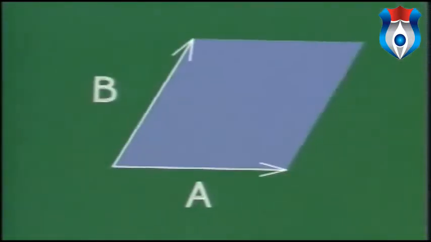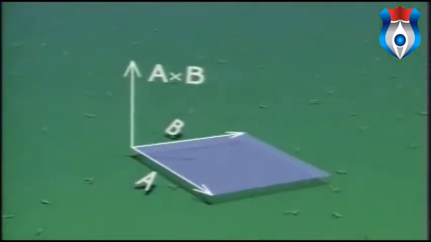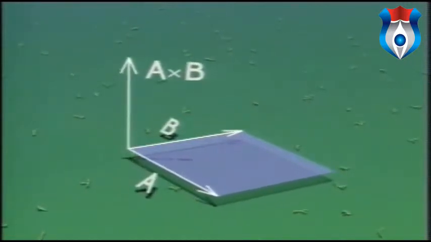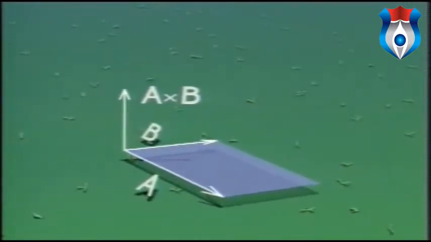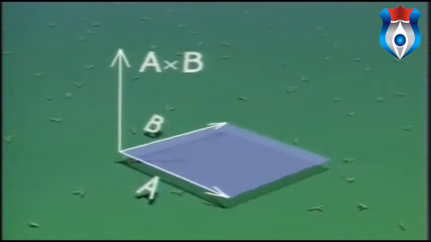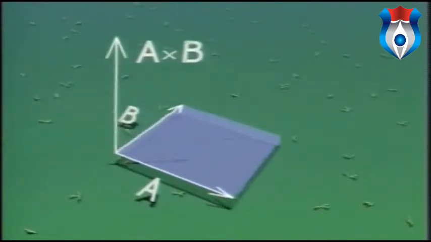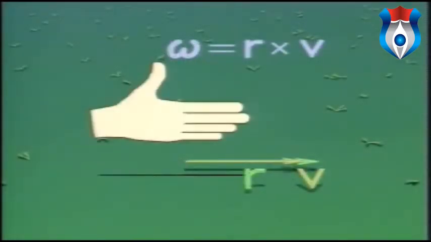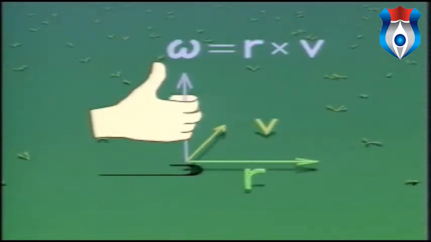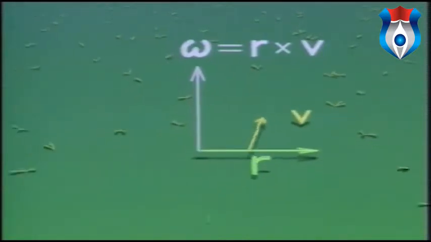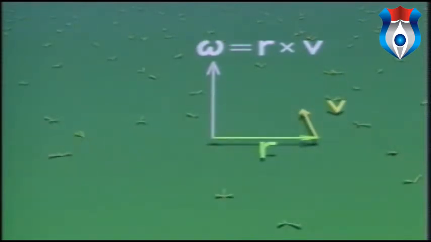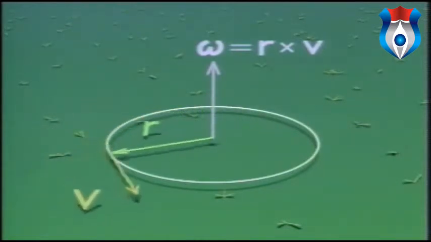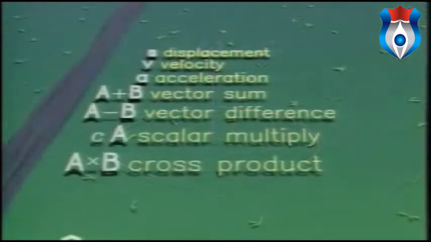The cross product of two vectors is a new vector, perpendicular to the plane of the two original vectors. Its length is the area of the parallelogram formed by the original vectors. Its direction is determined by the right-hand rule. The cross product measures the tendency of two vectors to be perpendicular, and it's one of the more effective tools for describing spinning or rotating objects.